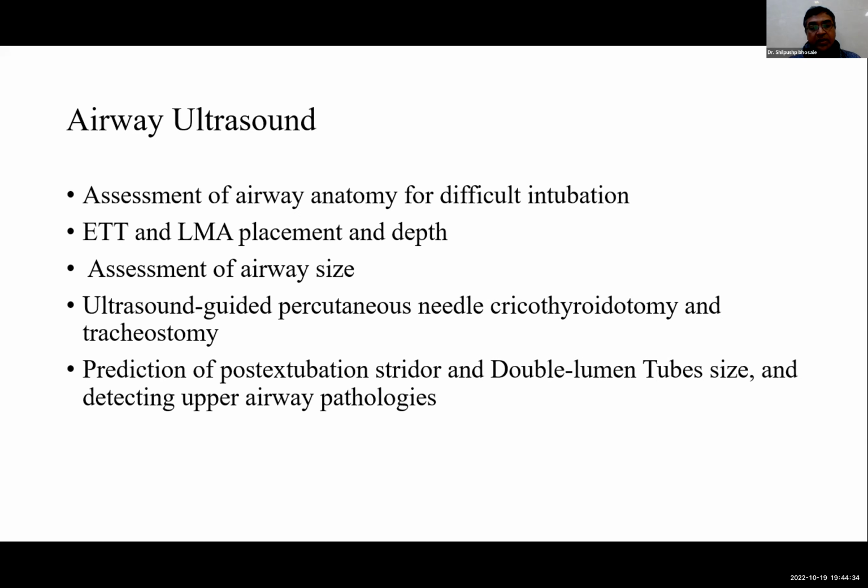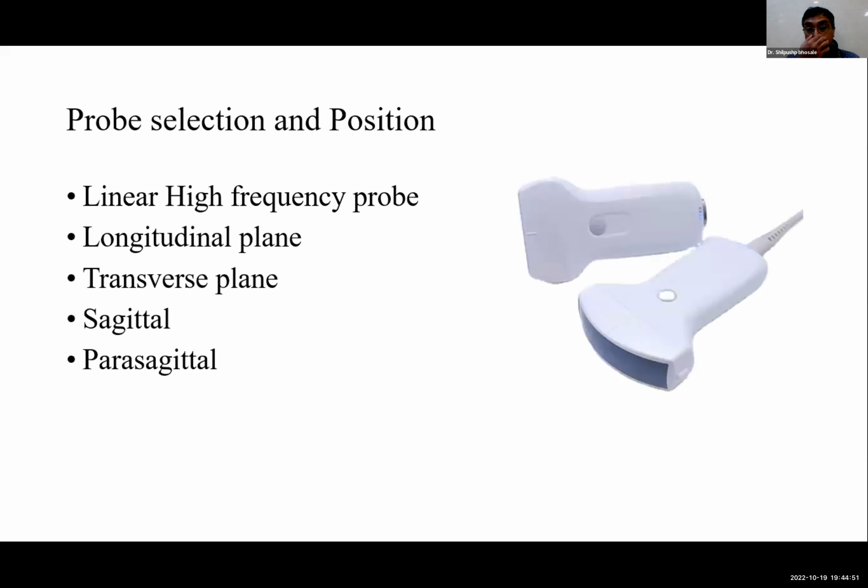So also for percutaneous tracheostomies. The other one is for prediction of post-extubation stridor, or assessment of size of double lumen tubes. And of course, if there are any airway pathologies like a huge goiter or a deviated trachea, you can also use ultrasound to assess that. So for airway ultrasound, the commonly used probes are, like I said, the linear probe, which is a high frequency probe, and the curvilinear probe, which is a low frequency probe.